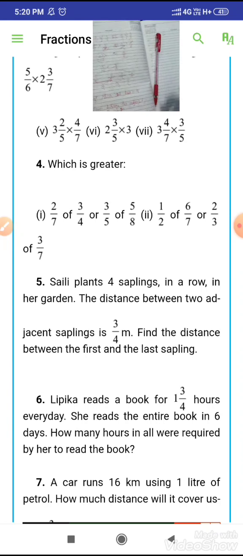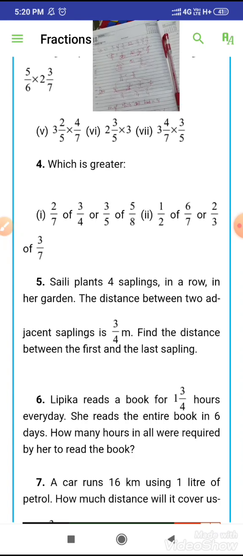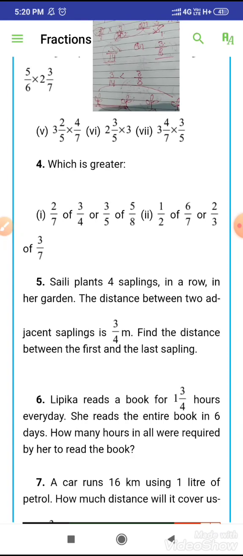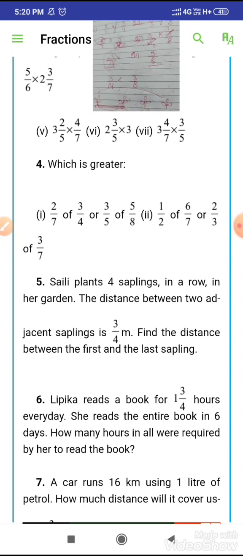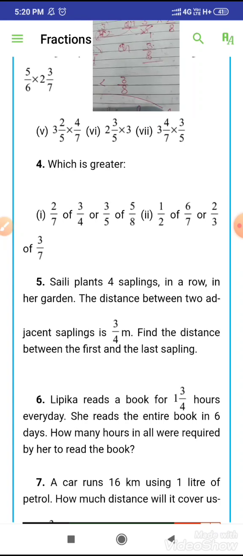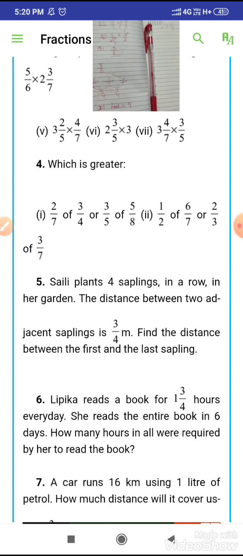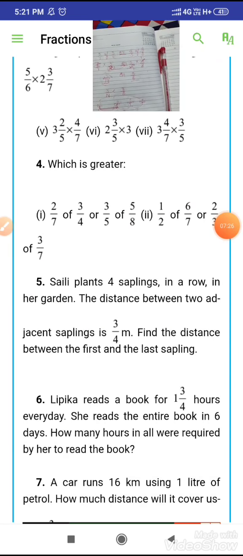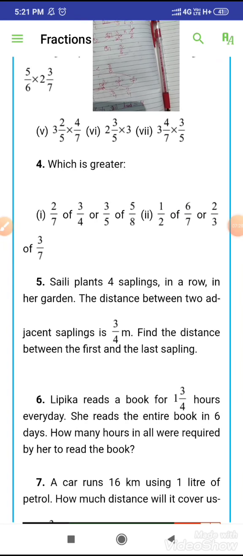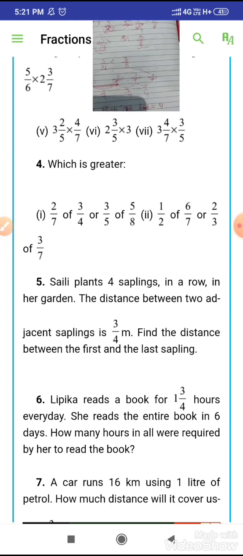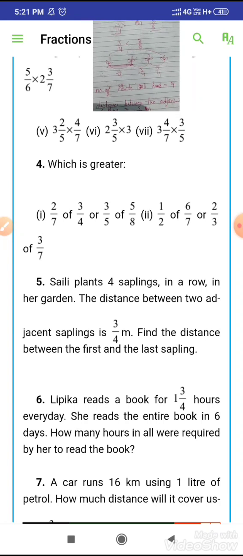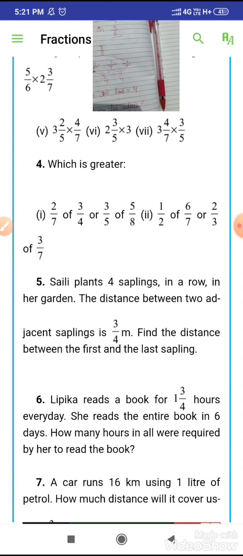Now we have two fractions in which the numerators are common. Both the fractions have 3 as their numerator, and we have to find out which fraction is greater. In the case where numerators are equal but denominators are different, the fraction having the greater denominator is the lesser fraction. So here 14 is greater than 8, so 3 upon 14 is less than 3 upon 8.